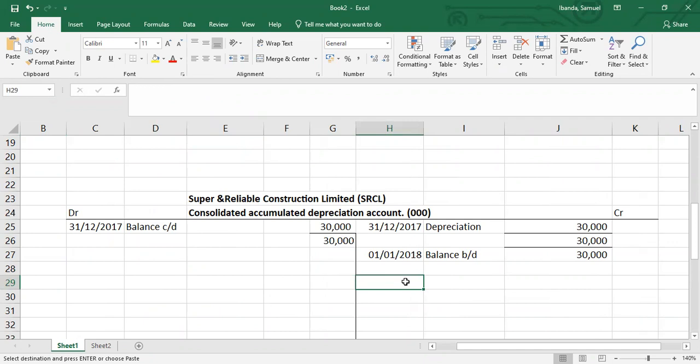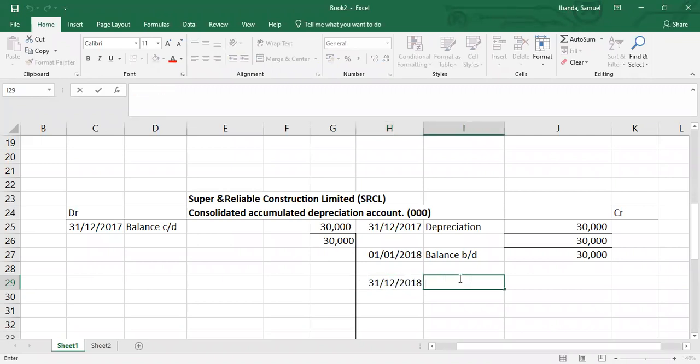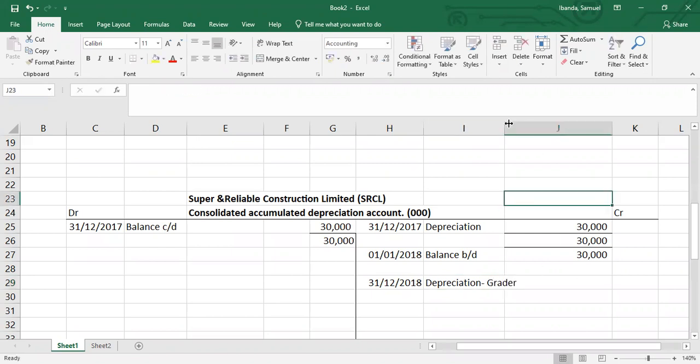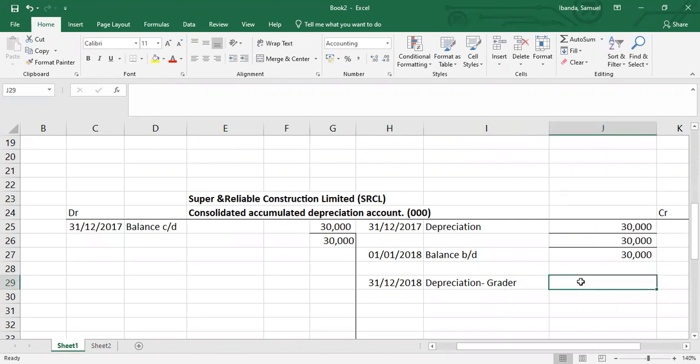Here. So this is at 31st December 2018. Depreciation, since they are now two assets, I'll even include, this is for the grader. And since it was 54 million, this will be 54,000.